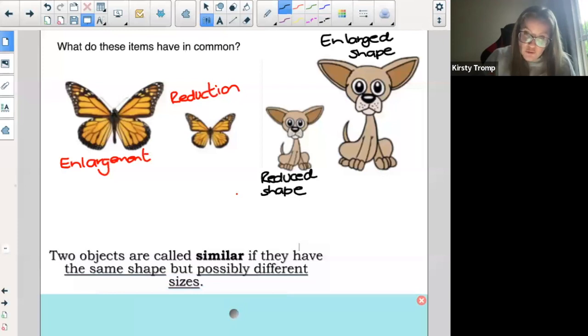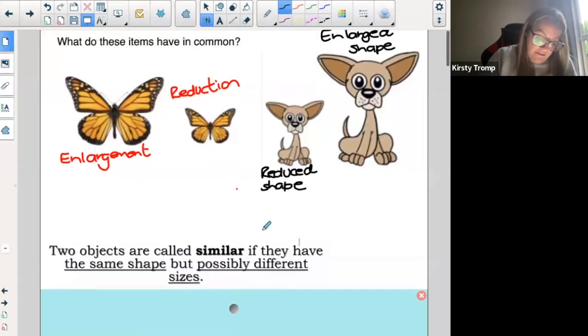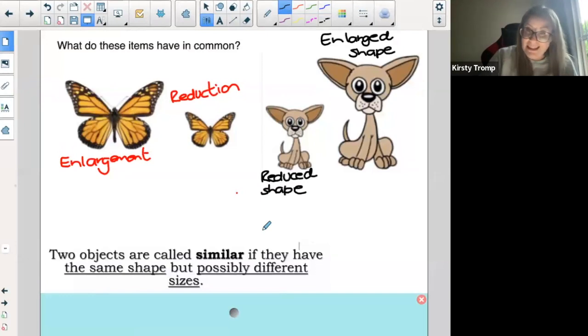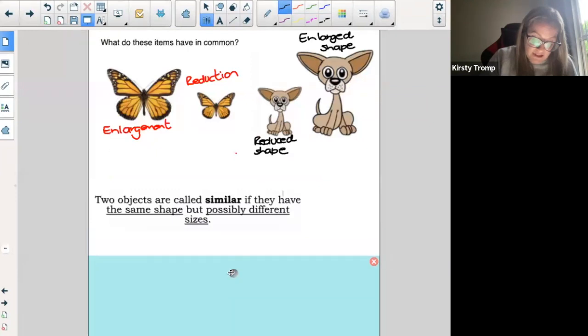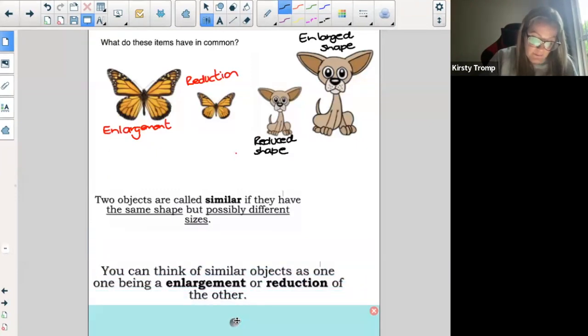Okay. Two objects are called similar if they have the same shape, but possibly different sizes, right? So two objects are called similar if they have the same shape, but possibly different sizes. You can think of similar objects as one being an enlargement or reduction of the other. So guys, this is a really good time for you to take a nice screenshot. Some nice little notes there for you.